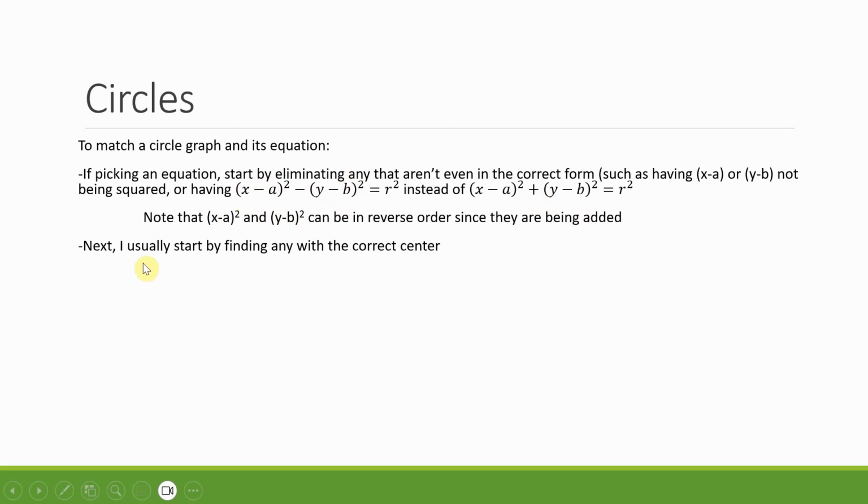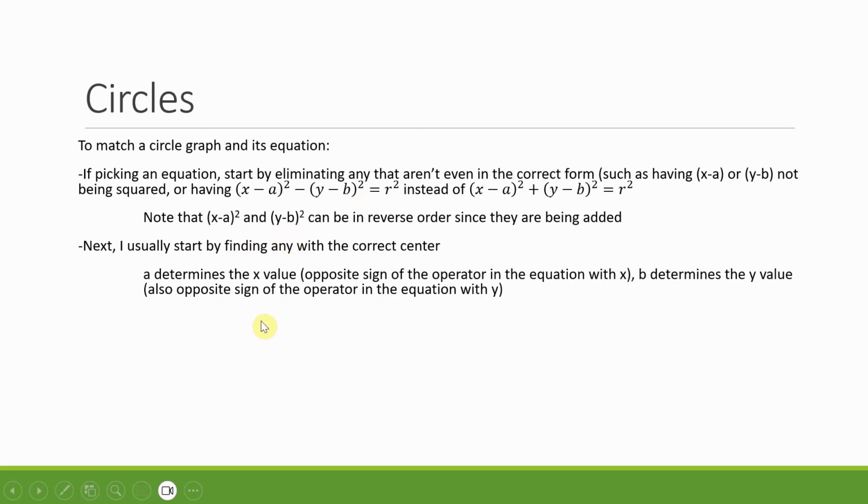So next, once you have gotten rid of just flat out wrong equations, I usually start by looking for any that have the correct center. So I use my a and b here. Make sure you flip your signs to figure out which one has it in the right center. So A is going to determine the x value. Again, that's the opposite sign for x, whereas B is going to give you the y value. Again, also opposite sign of the operator of that with the y. Once I have the correct center, then if there's multiple choices still remaining, I can go and use the radius to figure out, okay, which one is the correct one by counting the distance from the center.